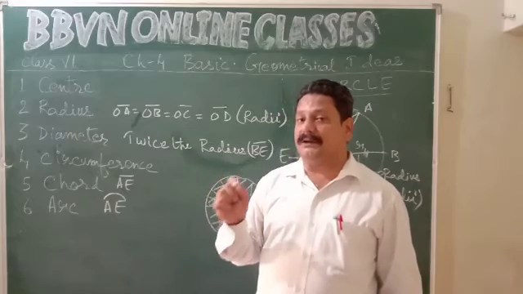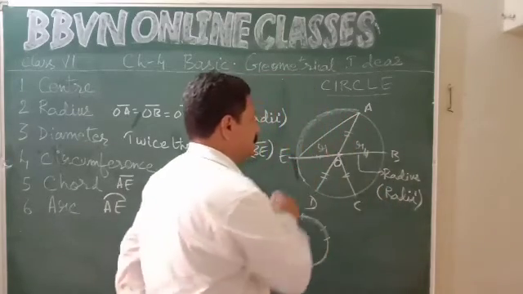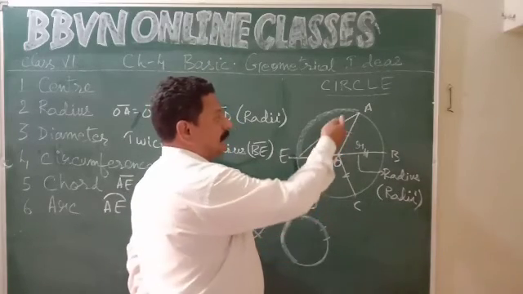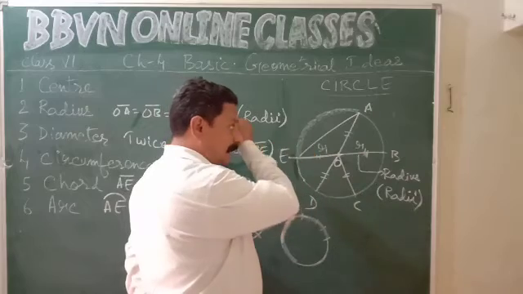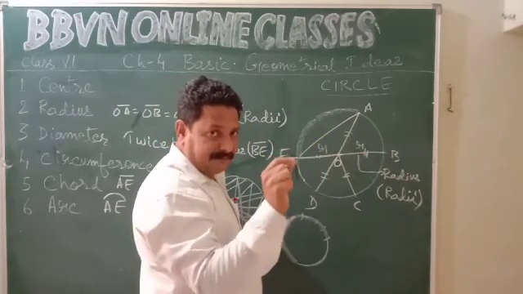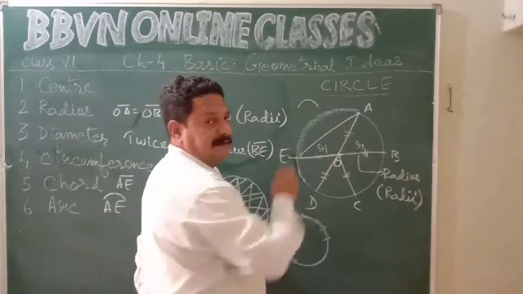The end points of an arc are the same as the end points of the chord. If AE is a chord, I write line segment AE as a chord. But if I have to represent this arc, I have to give one slight curve. Instead of the symbol of a line segment, we use a slight simple curve to represent an arc.